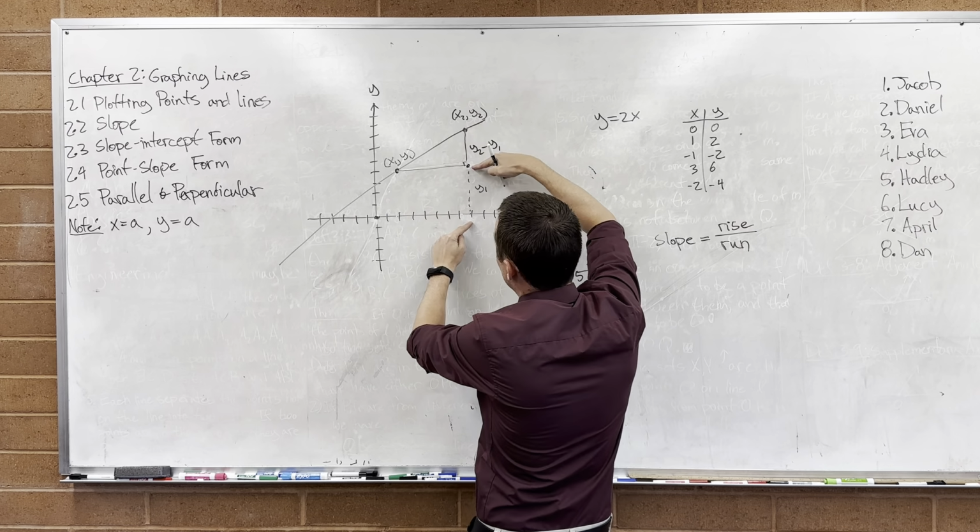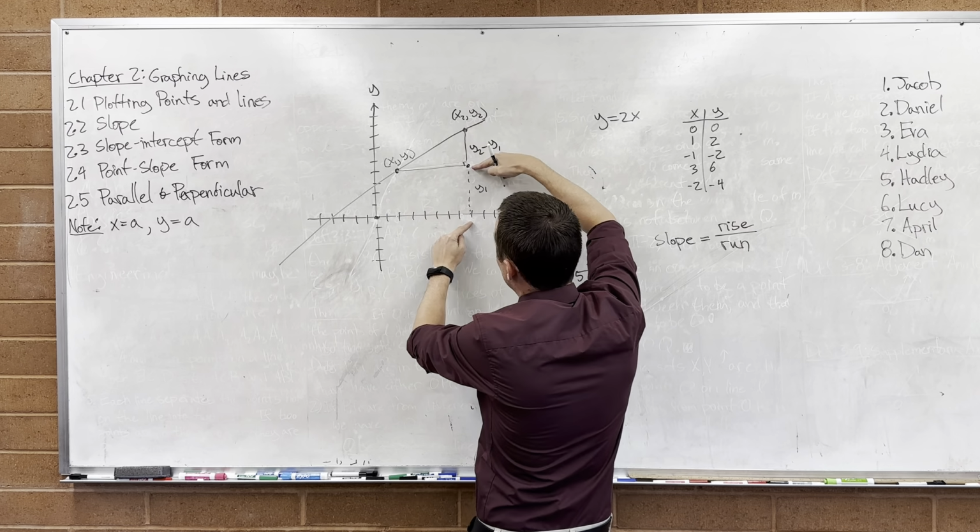Let's try this again. What is the distance from the y-axis to this point? x2. So this total distance is x2. What's the distance just to that point? So what is this distance? x1. The whole distance minus that portion leaves you this portion, x2 minus x1. So this is x2 minus x1.